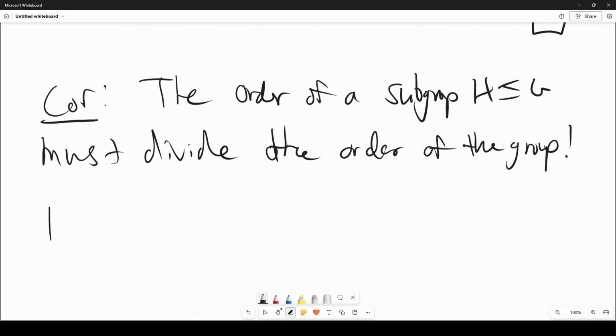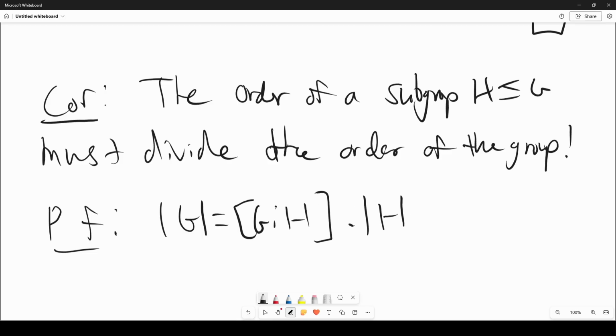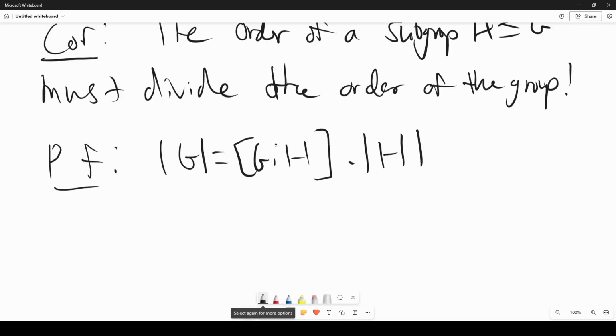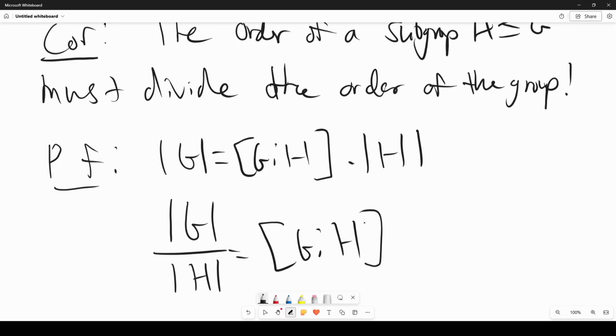Quick proof. By Lagrange's theorem, we have that the order of G equals the index of H in G times the order of H. If I just divide, I get the order of G divided by the order of H equals the index of H in G, but we know this is just some natural number, which means the order of H has to divide the order of G.